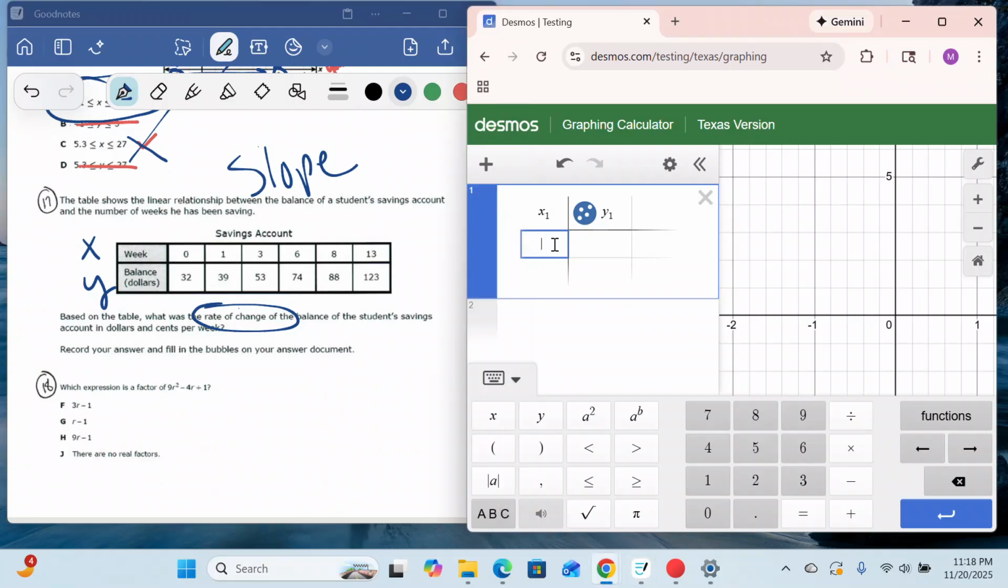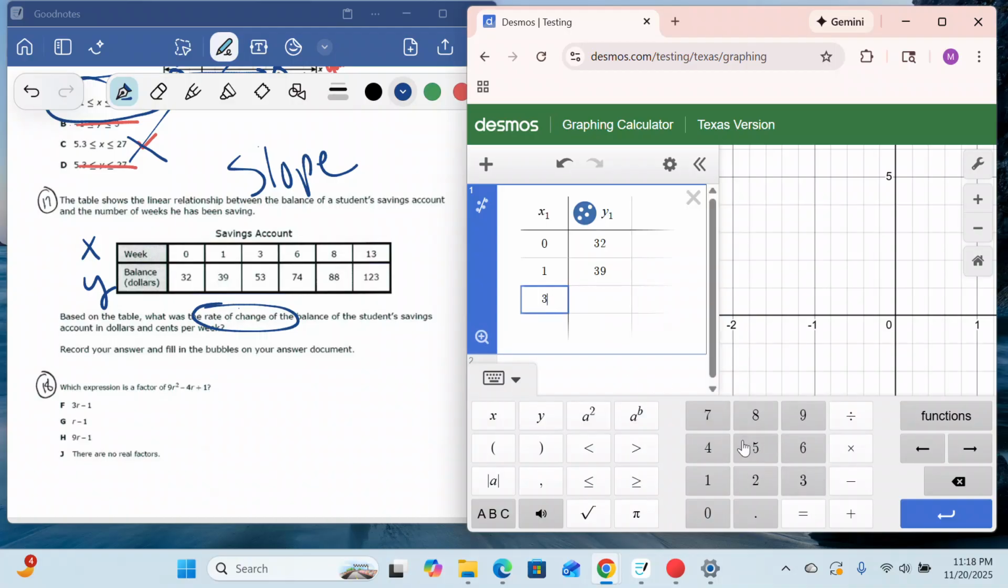So all I'm going to do is input those values. 0 goes with 32. 1 goes to 39. As the weeks increase, the dollars increase, so we know the correlation is going to be a strong positive just by looking at it. 2 goes to 53, and they are in order. So it's got a correlation factor of a strong positive. Then 3 goes to 74.